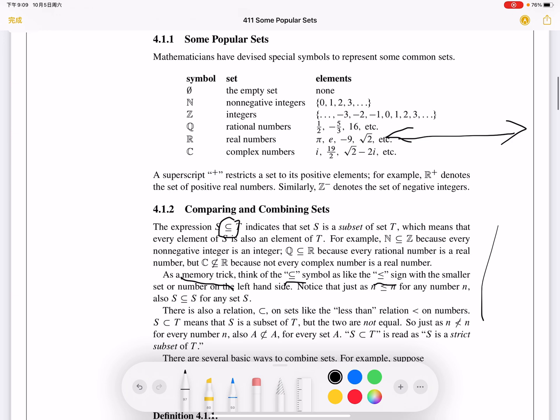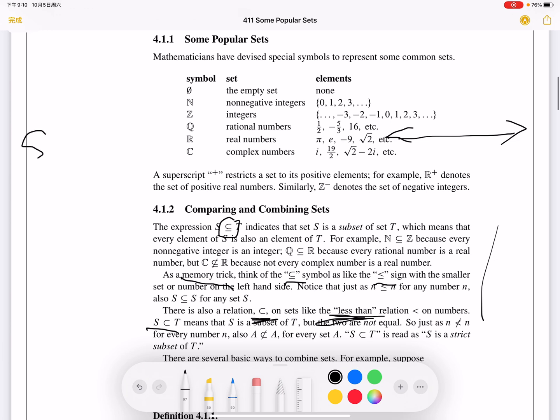Okay, and also they have this kind of relation. Here we can think of this mark as a less than. So you know that the difference between less-than-or-equal and less than, they're different. If we use here that the set S is a proper subset of set T, which means that the elements in set S are fewer than the elements in set T.